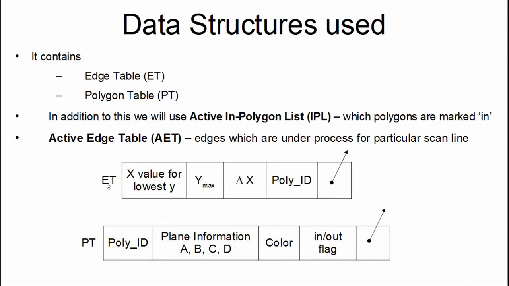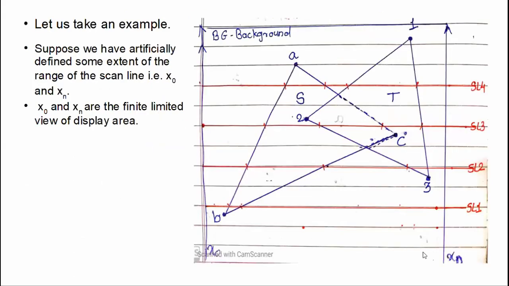Along with this edge table and the polygon table, we will use the active in polygon list, that is IPL. Here the polygons are marked in. Whichever polygons are marked as in, those will be stored. And the active edge table means the edges your scan line is currently intersecting. That information is stored in the active edge table, that is, edges which are under process for a particular scan line. So we will see one example here.